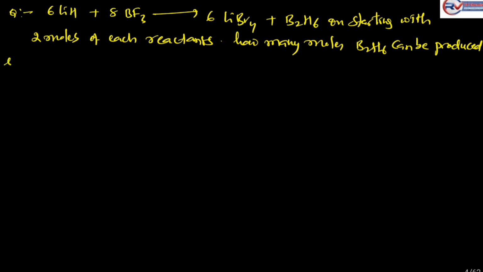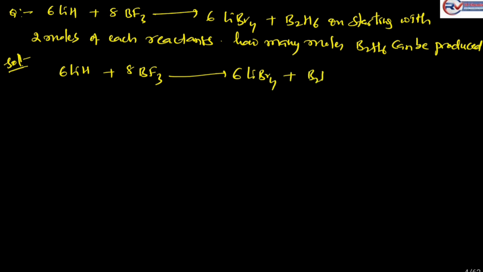First, we can write the balanced chemical equation. I am writing the equation. 6 moles of LiH treated with 8 moles of boron trifluoride gives 6 moles of LiBH4 plus B2H6. Starting with each reactant, how many moles are involved? 2 moles, at 0 time, initially. This is also 2 moles. Initially, the product is not formed. After some time, how much reactant?